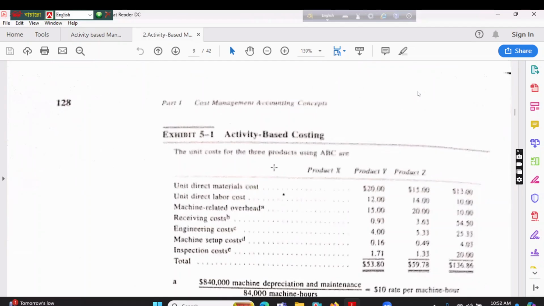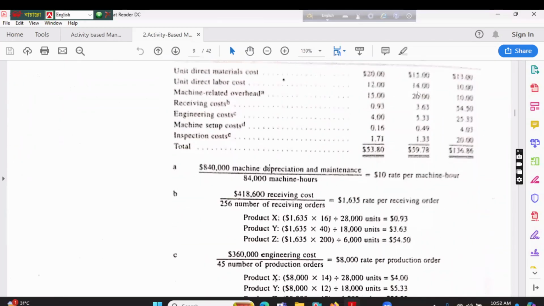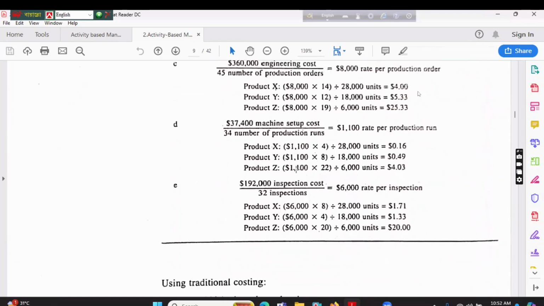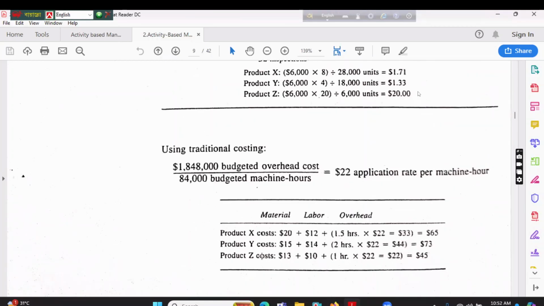The unit cost for three products using ABC. Using traditional costing, unit product cost. Product X, product Y, Z.